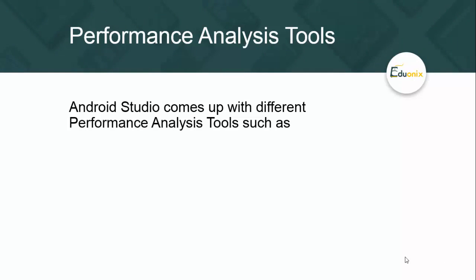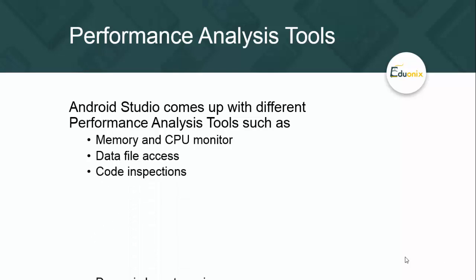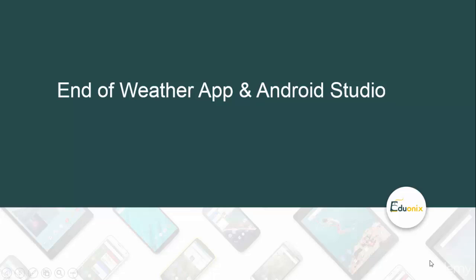Android Studio comes with different performance analysis tools such as memory and CPU monitor, data file access, code inspections, dynamic layout preview, and log messages. These profiling tools help you to analyze the efficiency of your app code. They allow you to record and visualize the rendering, compute, memory, and battery performance of your app. This concludes our discussion of the Android Studio, tools, and creating the weather app.